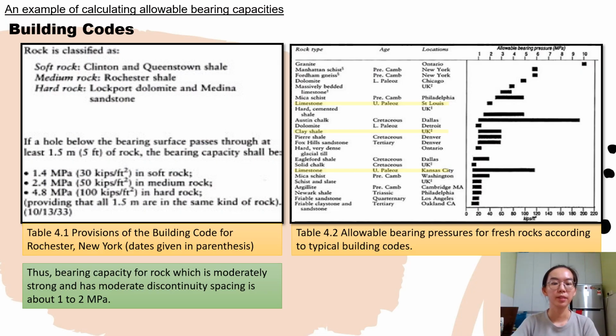The first method to determine bearing capacity of foundation on rock is building codes. Table 4.1 shows the building codes for Rochester, New York, and Table 4.2 shows the allowable bearing pressures for fresh rocks according to typical building codes. Thus, from these two tables, we know that the bearing capacity of rock which is moderately strong and has moderate discontinuity spacing is about 1 to 2 megapascal.